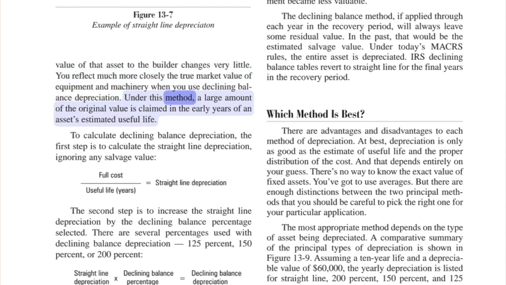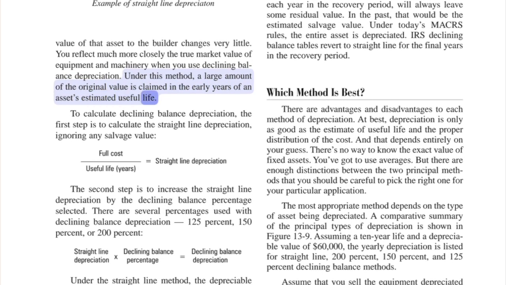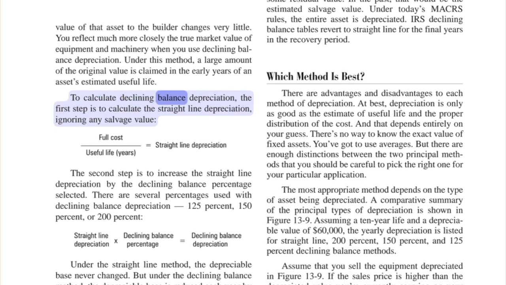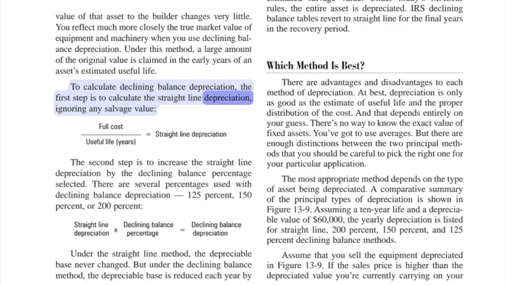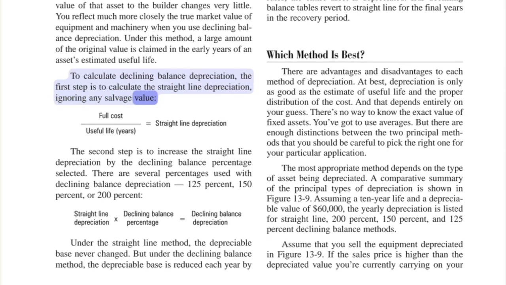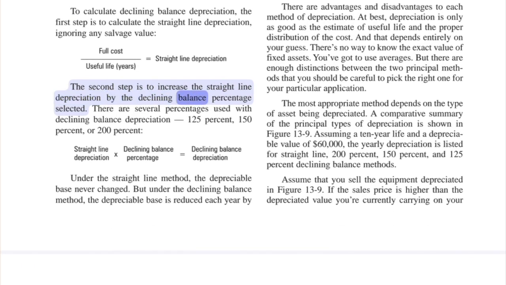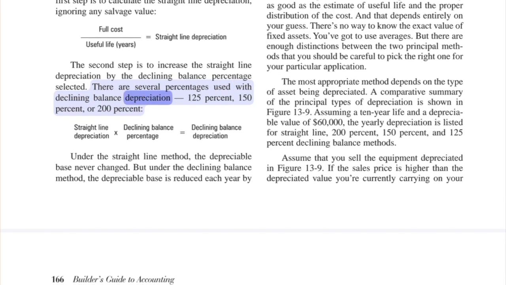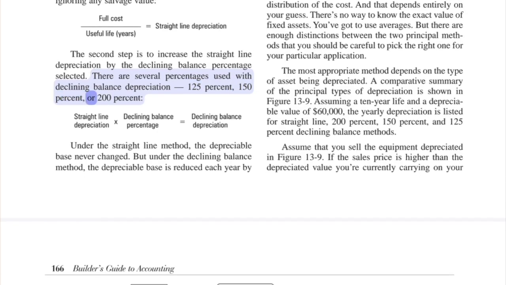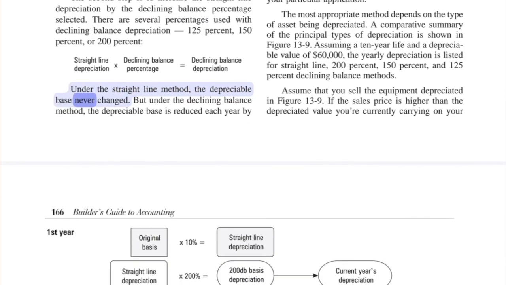Under this method, a large amount of the original value is claimed in the early years of an asset's estimated useful life. To calculate declining balance depreciation, the first step is to calculate the straight-line depreciation, ignoring any salvage value. The second step is to increase the straight-line depreciation by the declining balance percentage selected. There are several percentages used with declining balance depreciation: 125%, 150%, or 200%.